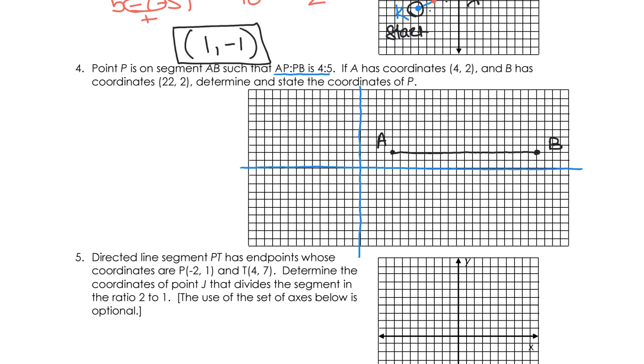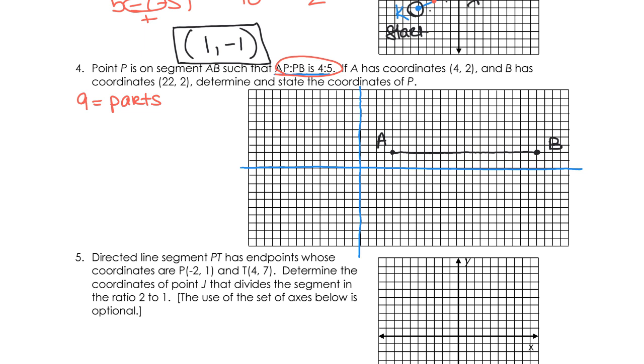All right, so we have A who's at 4, 2, and B who's at 22, 2, and we have to determine and then state the coordinates of P. And so back up here, we're looking for 4 parts and 5 parts. So we need 9 equal parts. Again, that is not something that we can do with midpoint. So we're going to go ahead and deal with slope, but slope is going to give me a 0 since this is a horizontal line, and it's not going to give me any rise over run. So we have to figure out a different way of dividing this line segment into 9 equal parts.